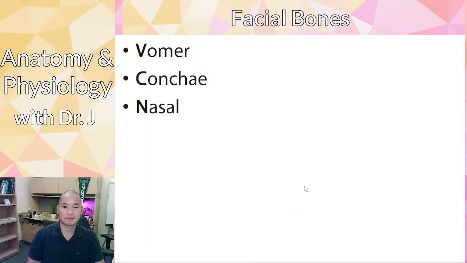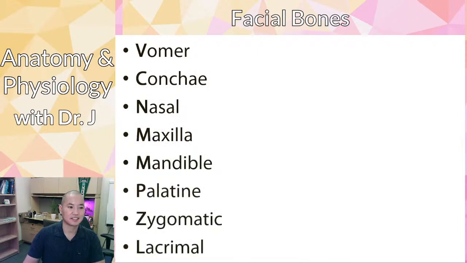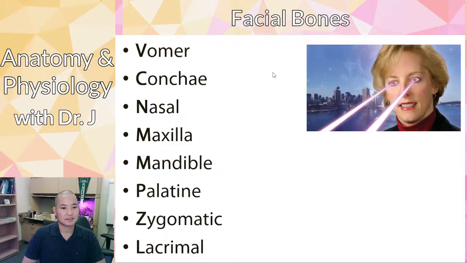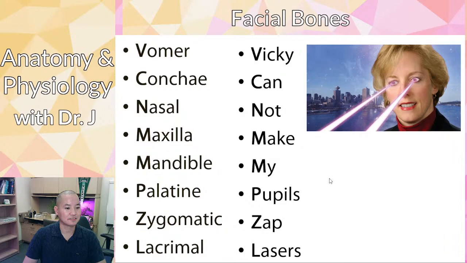Now that we've covered them all, these are your facial bones. Again, conchae refers to them in general, even though the inferior nasal concha is considered part of it. You could consider the ethmoid part of the conchae too. So this is Vicky, and notice that she's got laser eyes. This is a great mnemonic: Vicky cannot make my pupils zap lasers. I think she's zapping it from her face. This tells you all the first letters of these bones. But again, the conchae is a little twist because we're referring to those conchae found within the nasal cavity.